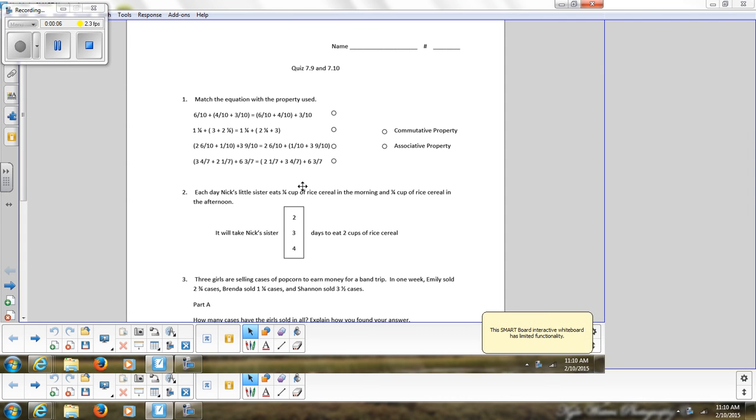All right, for 7.9 and 7.10. Who can tell me what commutative property is? How do we know which one's commutative property and which one's not? Trinity? Commutative property, you can switch the numbers and still get the same answer. Okay, so commutative property says the numbers can be in a different order. What is associative property? Jenna? In parentheses. Okay, associative property is you can group them together and still get the same answer.